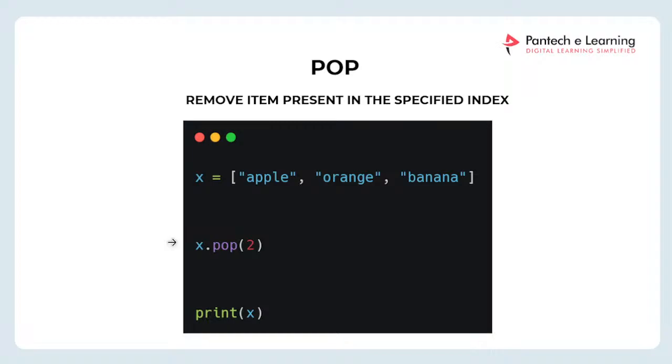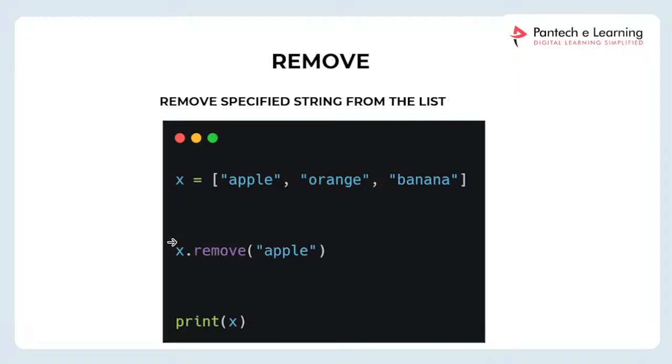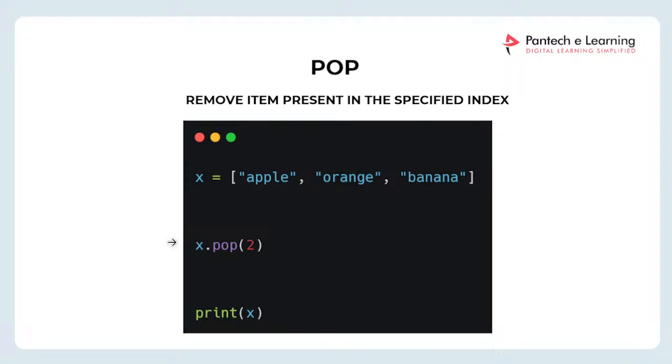So next one is the pop function. The pop is used to remove an item based on the index value. So remove is used by mentioning the specific name of the value, and the pop function is used by mentioning the index value of that particular vegetable.